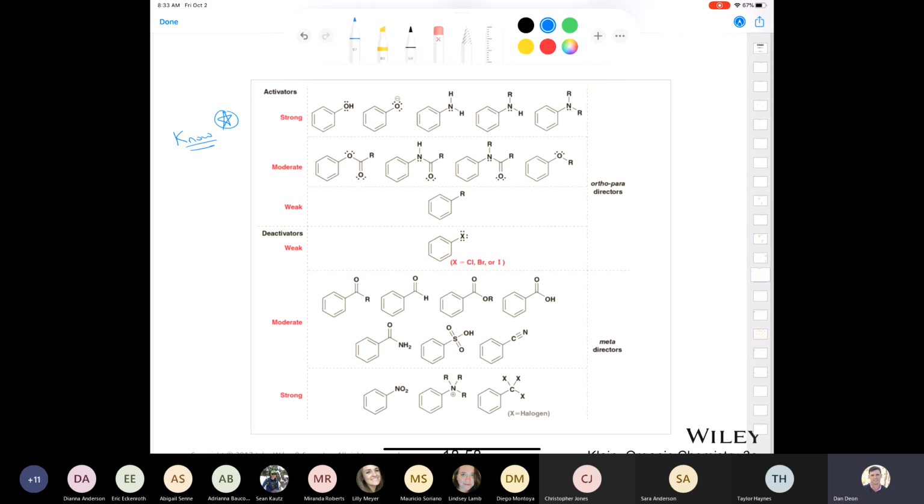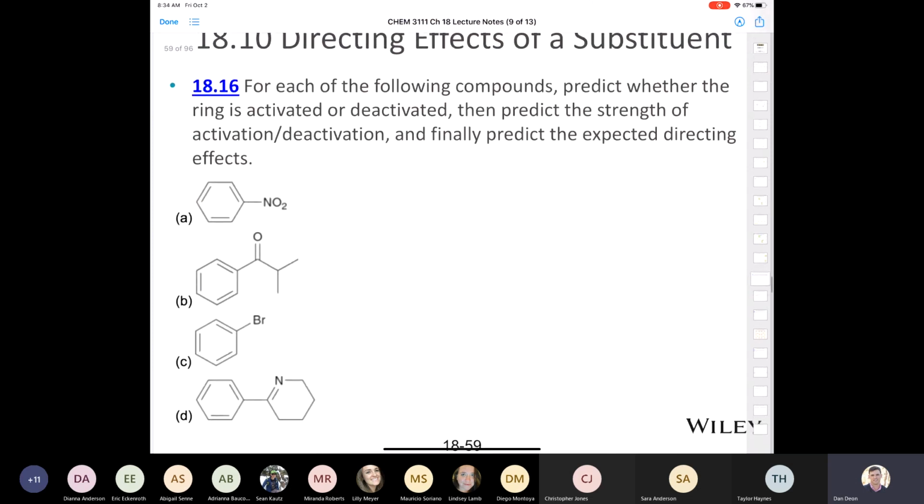So something that's deactivating. All right, that's a lot of information that we've just covered. So I think the best thing to do now would be to tackle some problems. Take a look and just start with the basics and see if we can recognize activators and deactivators and decide where substitution is going to occur. So make a decision on reactivity, activator or deactivator, and then make a decision about regioselectivity. We'll do that with this question right here, question 18.16. I'll give you a second to take a look at it.